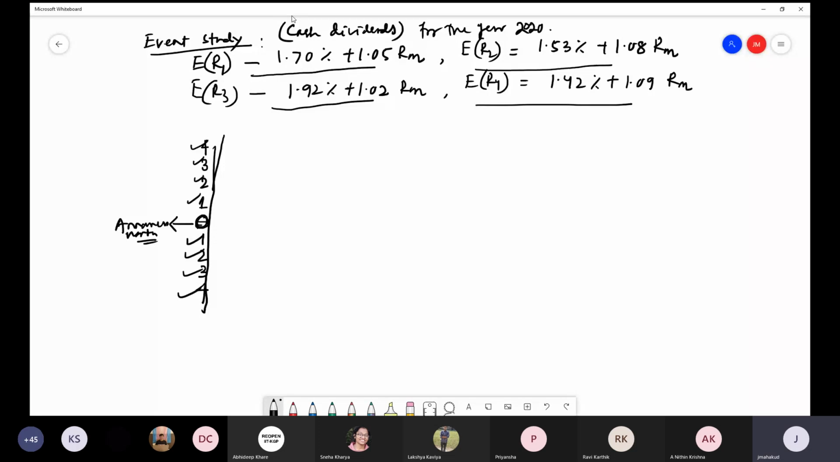And I will give you the actual returns of the different companies. Along with the actual return, you need the market return. From there, you can calculate your expected return. Then you can find out your abnormal return.